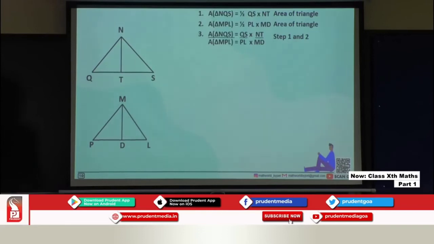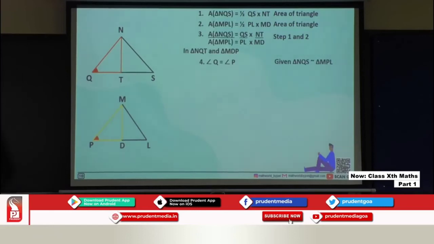Okay. Now next thing we are going to do is look at these two triangles, NQT, which is the orange colored triangle over here, and MDP, which is part of the other triangle. Now in these two triangles, angle Q is equal to angle P. I had already told you in the previous slide, keep this in mind. So angle Q is equal to angle P. And why did I tell it was equal? It was equal because the entire triangles NQS and MPL are similar. So angle Q is equal to angle P, given that NQS is similar to triangle MPL.